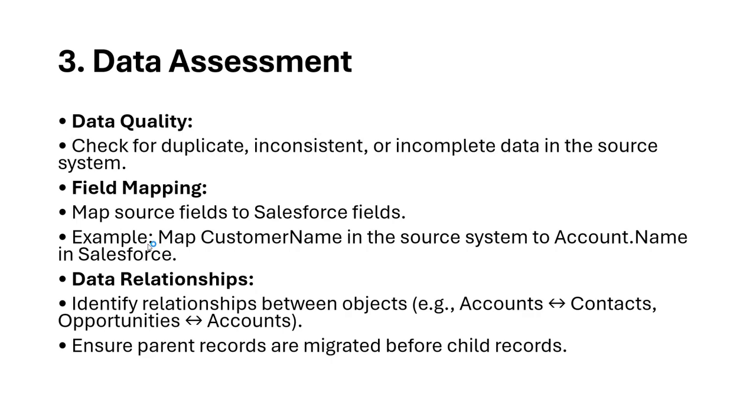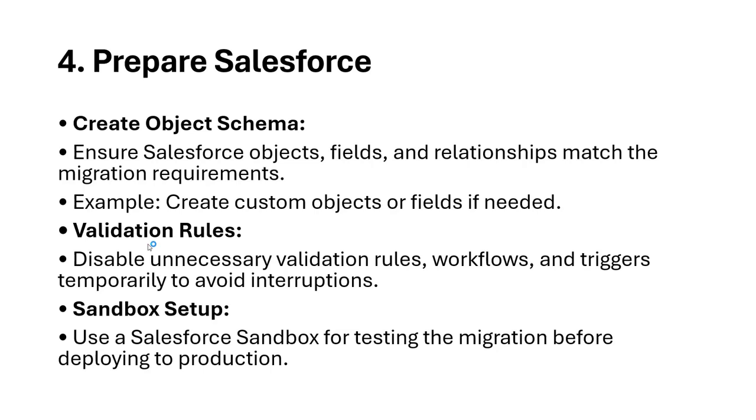Then we do the data assessment: we check the quality of the data, we check the duplicates, inconsistency in the data format, incomplete data in the source system. And we do the field mapping. We map the source fields to the Salesforce fields, for example, map customer name in the source system to Account Name in Salesforce. And we identify data relationships between objects, for example, accounts and contacts, opportunities and accounts. And we ensure parent records are migrated before the child records. Those are the things that we need to ensure.